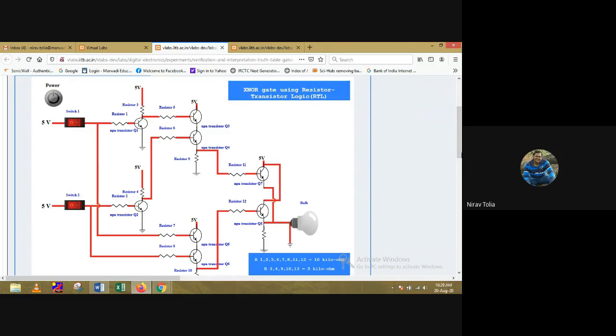So again, now what is the truth table of the exclusive NOR gate? It is the reverse of the exclusive OR gate. So for 00 it is 1 and for 11 it is 1. Otherwise, for 01 it is 0 and for 10 it is 0. So it is the reverse of the exclusive OR gate.